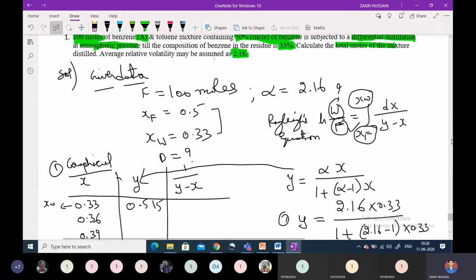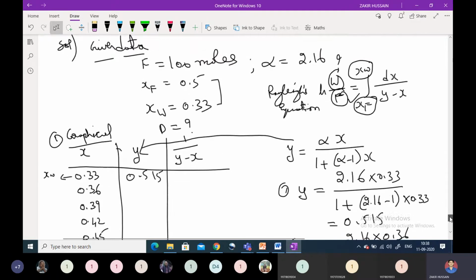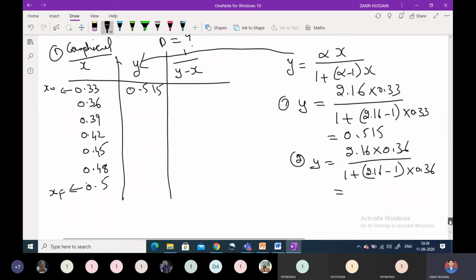So the first method is graphical evaluation of this integral. To evaluate it graphically, 1 by (y minus x) needs to be plotted against x. In order to do so, we just have to find out the data. The residue is moving, so the mole fraction of the more volatile component is moving from 0.5, 50 percentage benzene, to 33 mole percentage benzene.